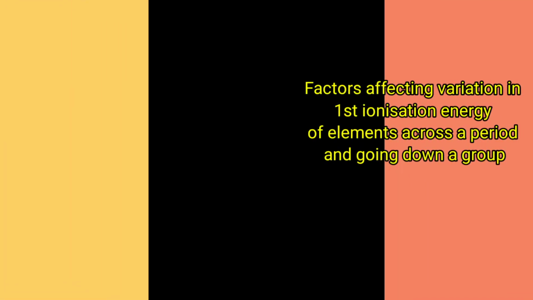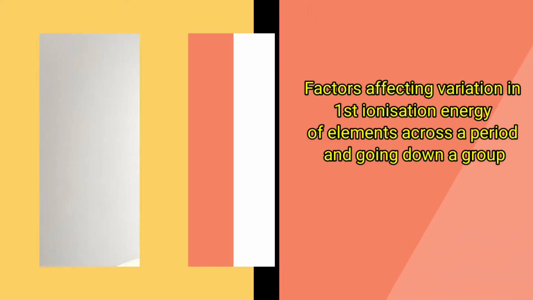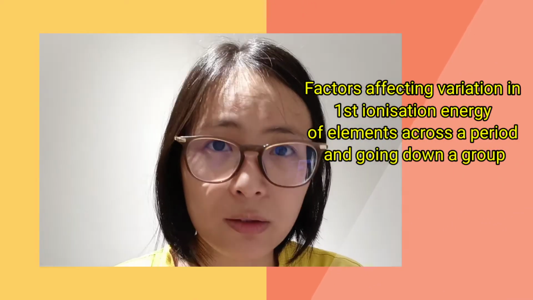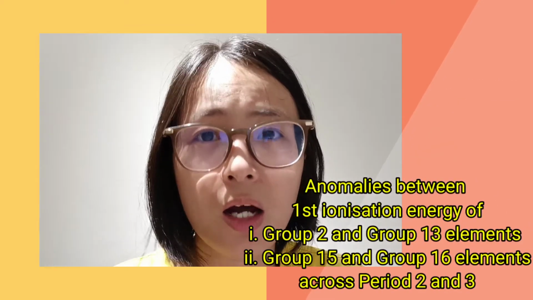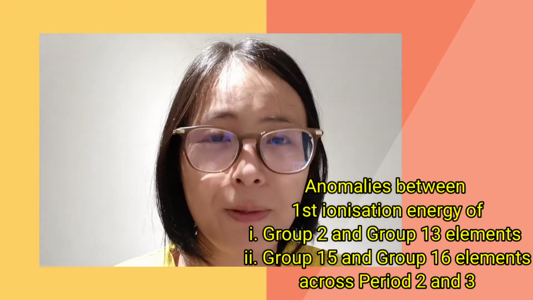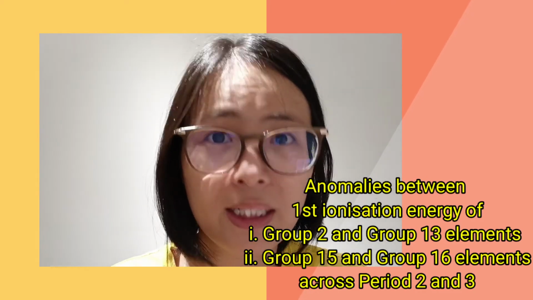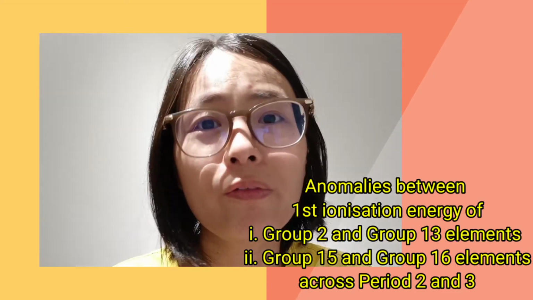In this video, I will discuss the factors affecting the first ionization energy of elements across a period and going down a group. I will also discuss the anomalous behavior across period 2 and period 3 between group 2 and group 13 elements and between group 15 and group 16 elements.